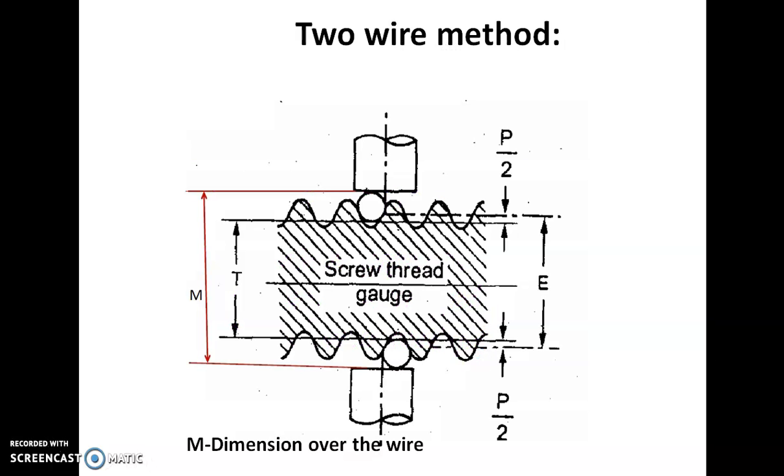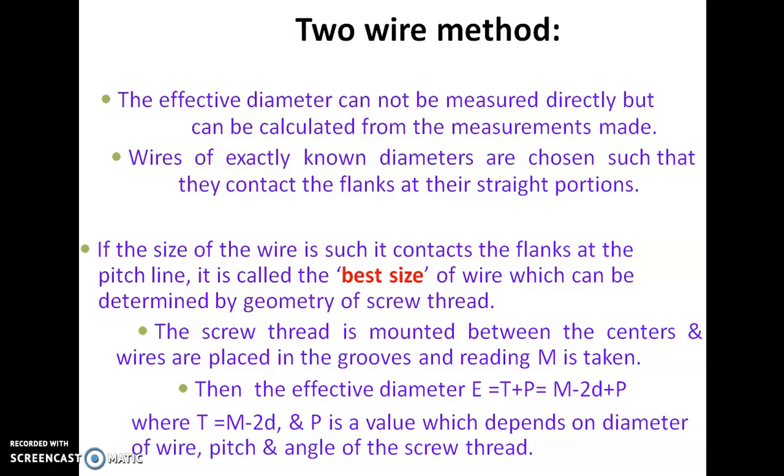In the 2-wire method, 2 wires are used. The best wire size is taken, and the 2 wires are placed in the threaded portion whose effective diameter is to be measured. Effective diameter is the diameter at the pitch line. So effective diameter cannot be measured directly, but can be calculated from the measurement made.